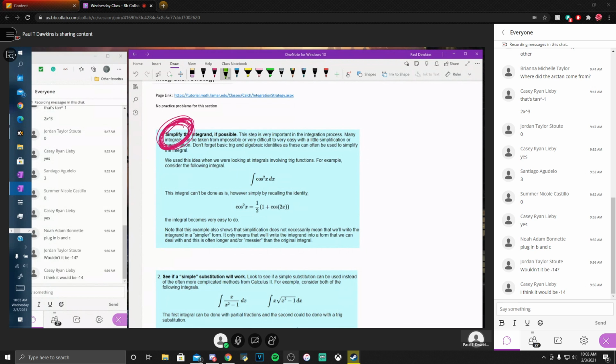Yeah, it'd be the first step. And then because of the cosine squared, same thing. Use the half angle for the cosine squared.